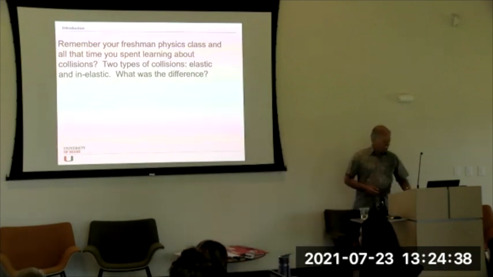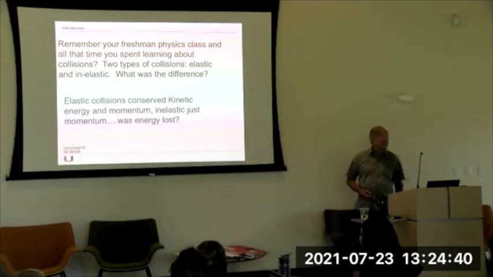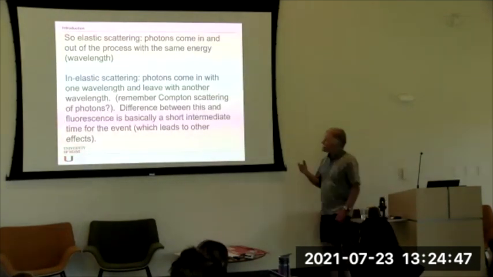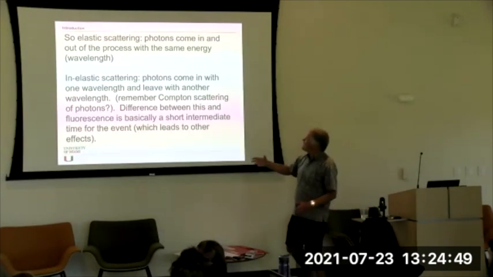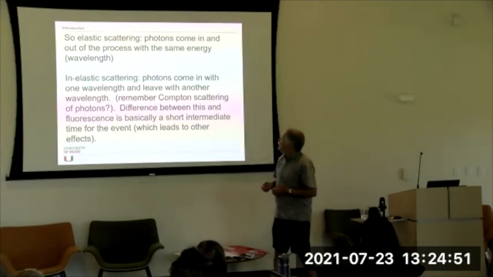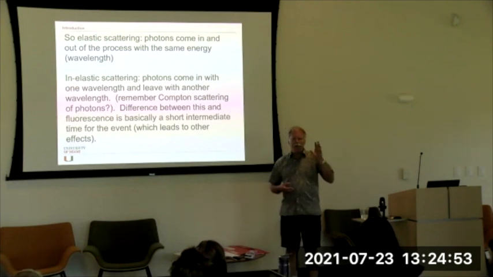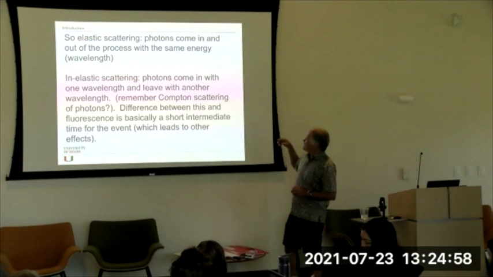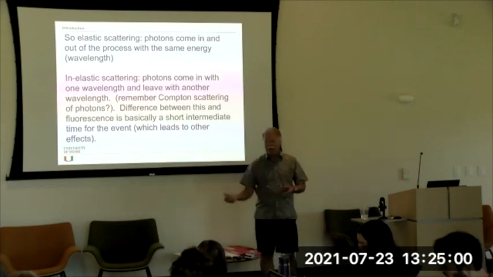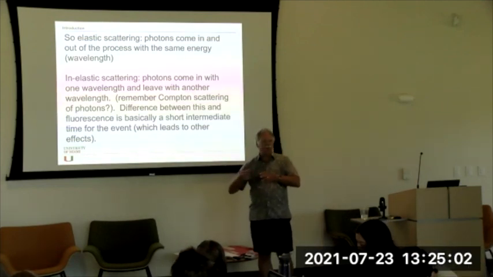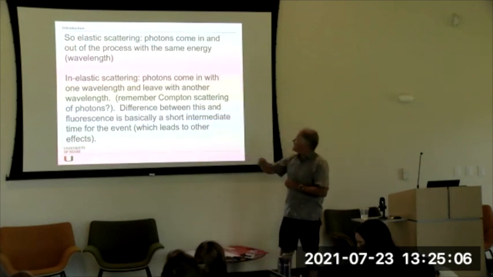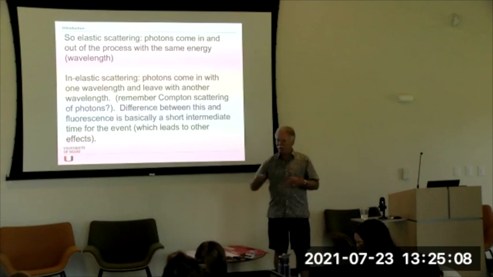So we're going to talk about inelastic scattering, and we just went over this. Energy is not lost. So in elastic scattering, photons come in and go out of the process with the same energy. In terms of photons, we mean they come out with the same wavelength. And in inelastic scattering, they come in with one wavelength, and during the process, something happens. Energy is transformed somewhere else, and when they leave, they come out with a different wavelength. Okay.